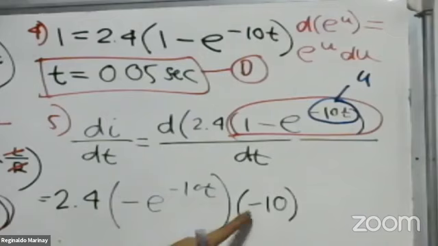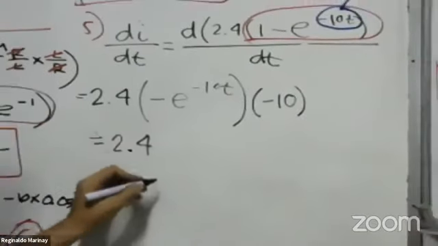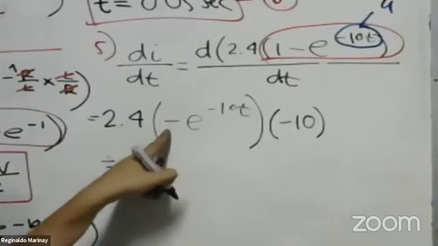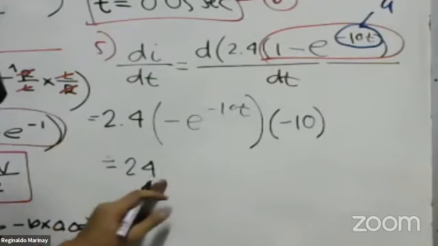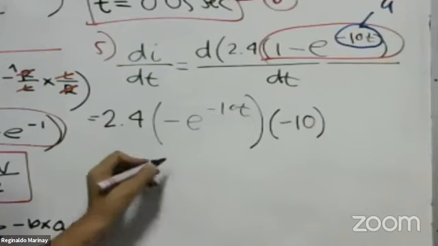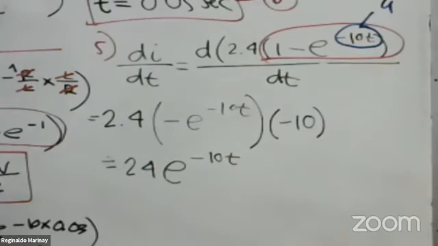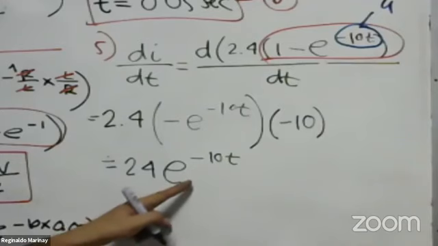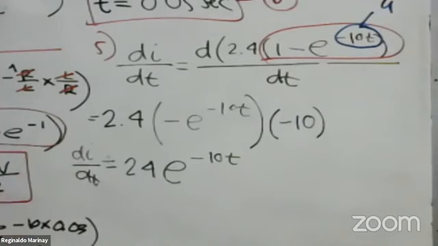Now, negative times negative is positive. So 10 times 2.4 is just 24. I'll just put here 24. Then we have e raised to negative 10t. That is the equation for di over dt.